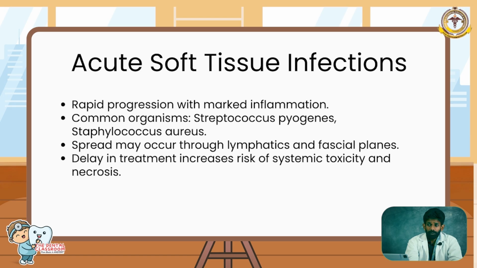First, we'll look into the acute soft tissue infections. Rapid onset and severe inflammation occur in these conditions. The common organisms are Streptococcus pyogenes and Staphylococcus aureus. These infections spread via the fascial planes and the lymphatics. Deep infections may sometimes involve the fascia or the muscles, and a delay in intervention can lead to necrosis and systemic toxicity.